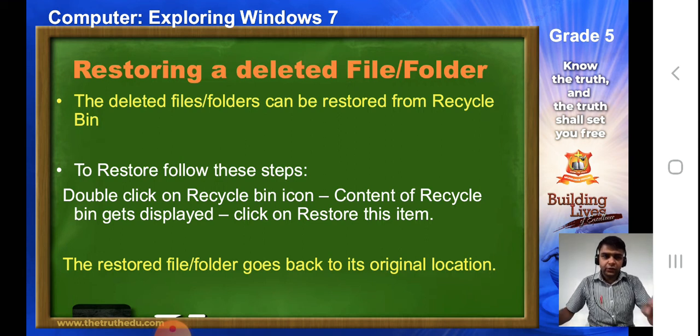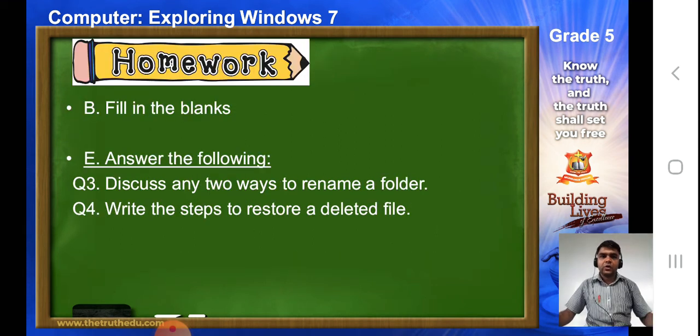So this brings us to the end of the class. Let's make a note of our homework. Our homework is fill in the blanks, which we are going to do in the book, and question number E, which is answer the following. So here we have two questions, question number 3 and question number 4. Discuss any two ways to rename a folder. There are two methods mentioned there. You can mention about them, method 1 and method 2. And question number 4 is write the steps to restore a deleted file. Any one step which you can write here, you can mention it about restoring the deleted file.